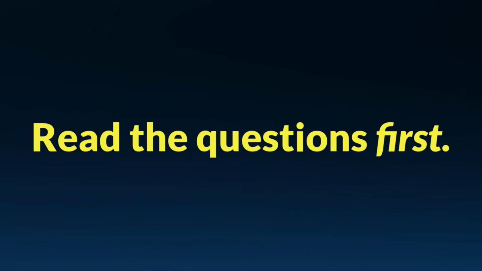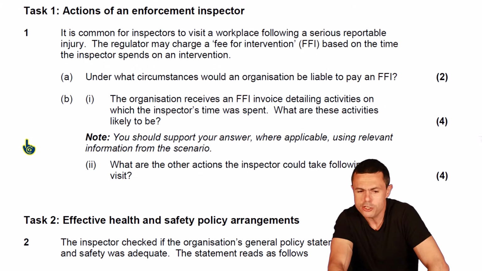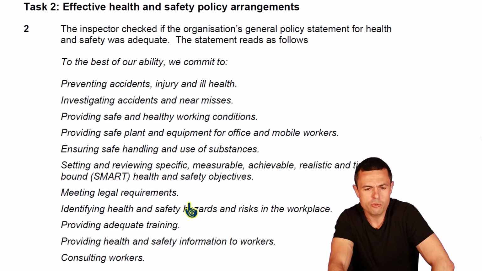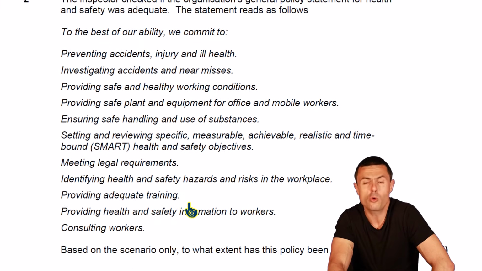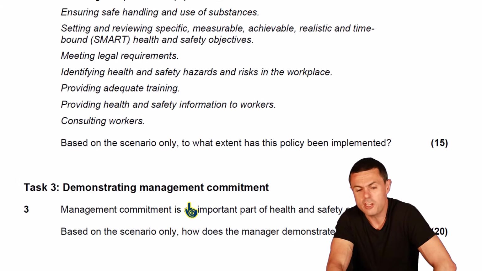Think, right, I've got a question on this, a question on that. Let's look for that in the scenario. So let's have a quick look at this one for what it's worth. We've got one here. This is about fees for intervention. Okay, multiple questions in one. We've got a part A, part B, and so on. Then we've got this one here, the policy arrangements. Okay, this is a fairly common type of question which comes up occasionally, so you may have seen that one before. Wonderful. 15 marks, right?